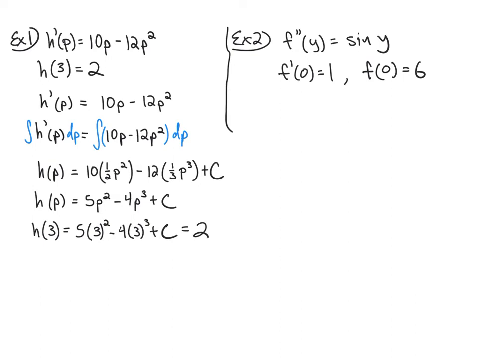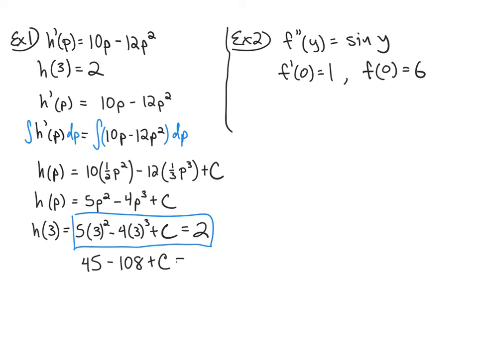So now we have 5 times 3 squared minus 4 times 3 cubed plus c equals 2. I think we should be able to solve this. So we're solving this equation right here. So what is that? 5 times 3 squared. 3 squared is 9 times 5 is 45. 4 times 3 cubed. 3 cubed is 27. 27 times 4 is 108.